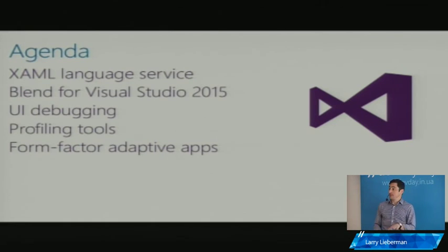Then, my favorite features that we'll talk about here are about the new UI debugging tools. The new UI debugging tools make it much, much easier for you to diagnose and understand how your XAML is being composed and what parts of the XAML may be causing problems. We'll follow that up with a little bit of discussion about some of the new profiling tools. We've added some profiling tools that make it easier to determine where problems might lie. And lastly, we'll talk about form factor adaptive apps.